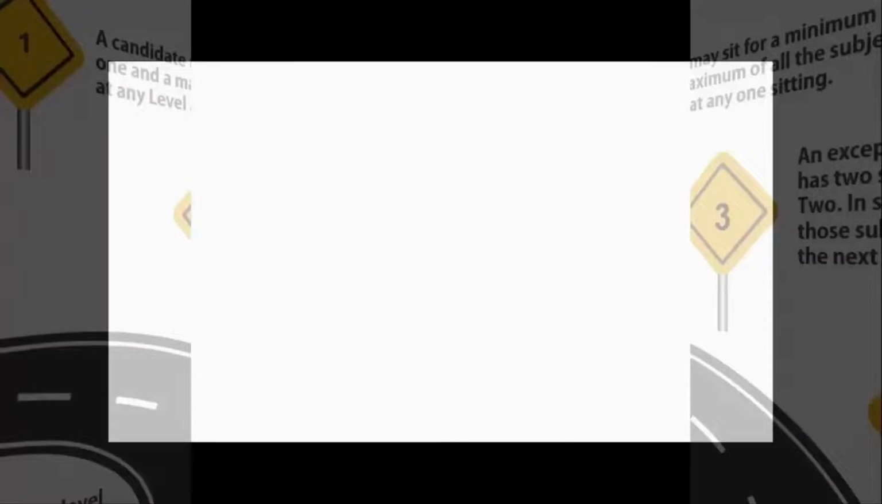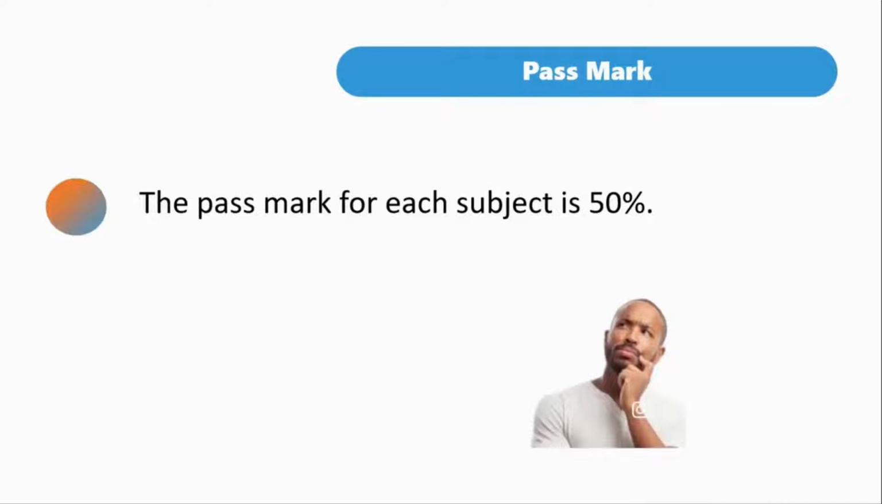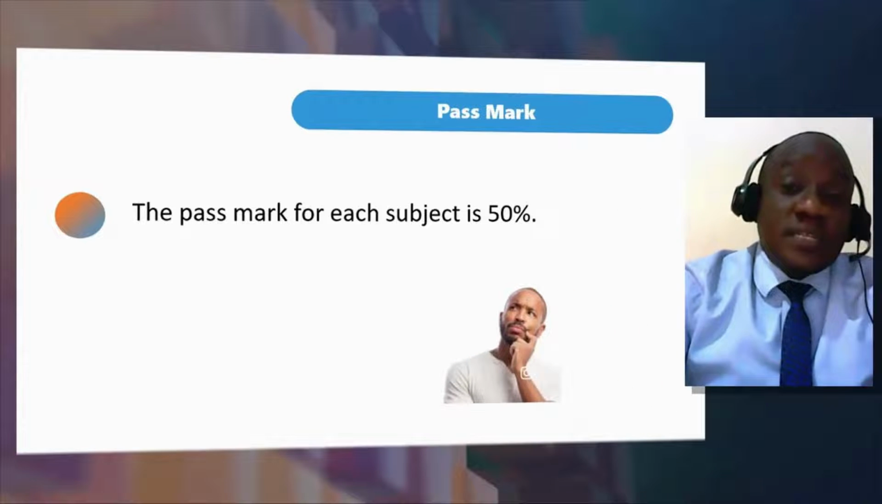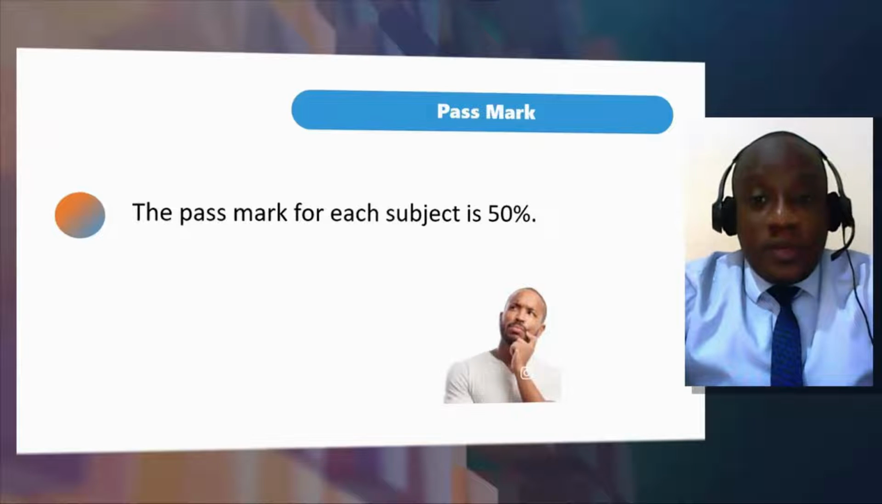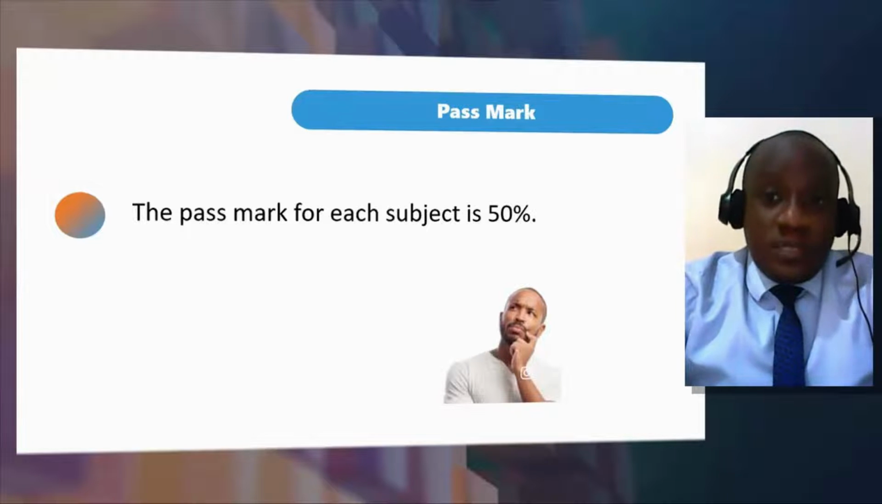Now, the issue of the pass mark. Again, we have been having questions about what the pass mark is, how much I should score in each paper for the institute to give me a pass. So the pass mark has been set at 50%. With 50%, you shall be said to have passed the paper. Of course, I should mention that the institute will indicate the marks on your result slip so that people can know how you have performed in a particular area.